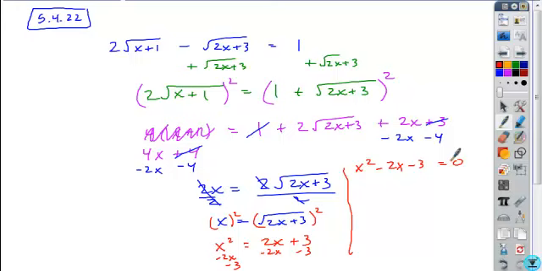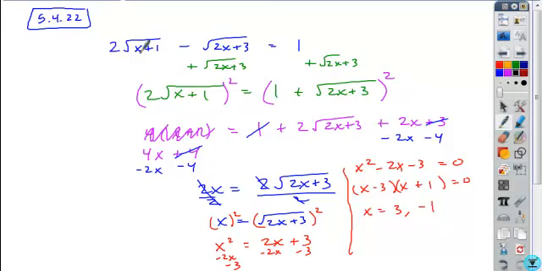And now I'm going to look to see, can I factor this? Are there two factors of negative 3 whose sum is negative 2? Yeah, negative 3 and positive 1. Therefore, I have two possible values for my x to consider, 3 and negative 1. Okay. You do need to go back in and check these to make sure that they work.